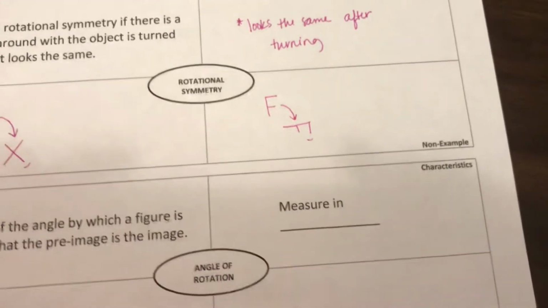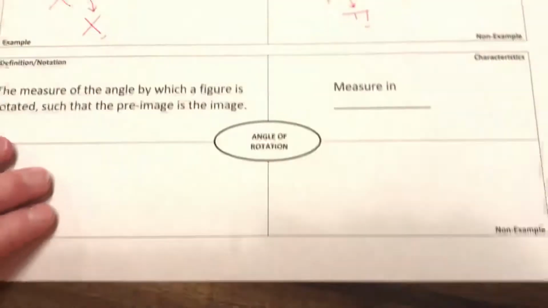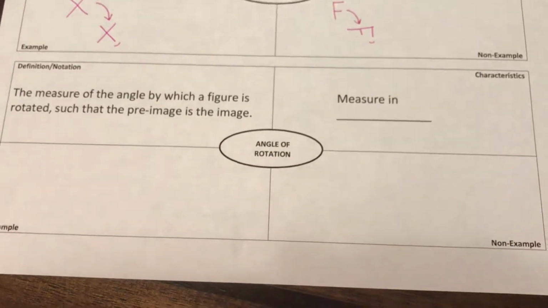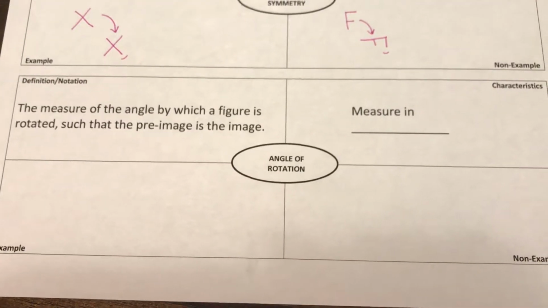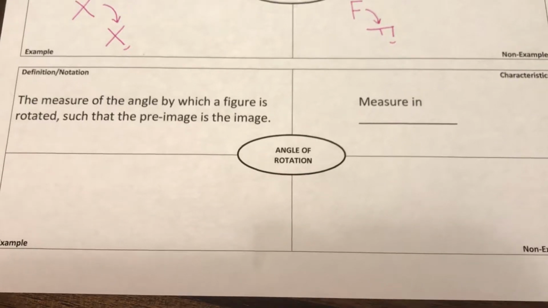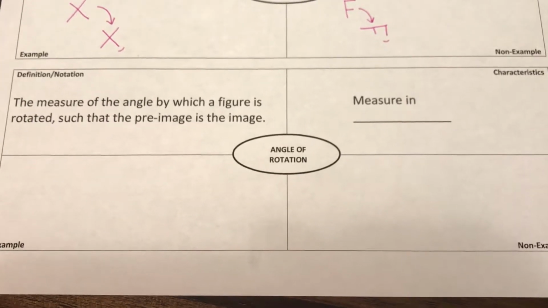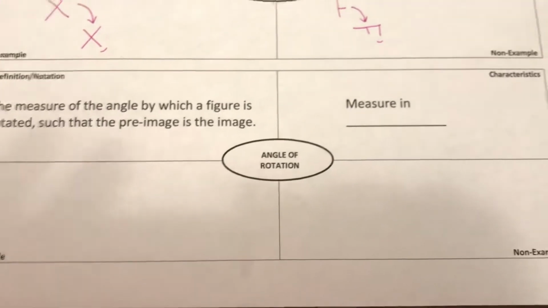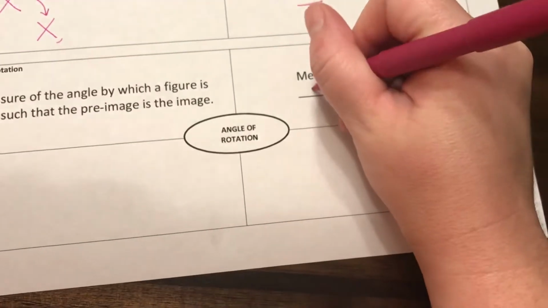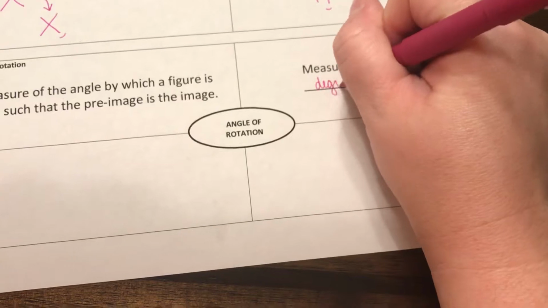Okay. So the angle of rotation is how far you are turning that image so that the pre-image and the image look the same. So it is the measure of the angle by which a figure is rotated or turned such that the pre-image is the image. We're going to measure this in degrees because that's an angle.